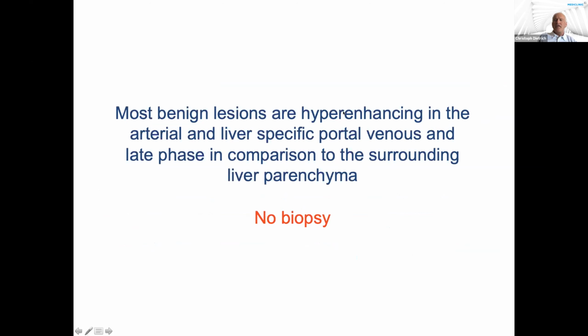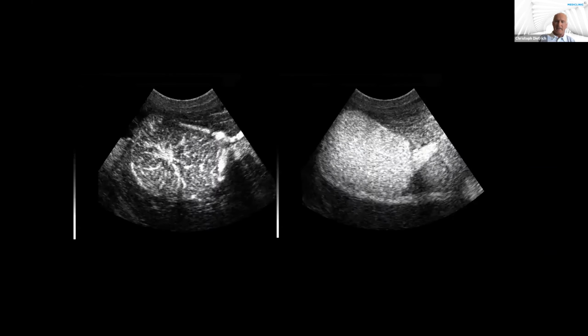Most benign lesions are hyper-enhancing in the arterial and liver-specific portal venous and late phase in comparison to the surrounding liver parenchyma, and there is no need of biopsy if they show arterial phase hyper-enhancement and portal venous and sinusoidal hyper-enhancement. Look here. Central arterial blood supply and hyper-enhancing in the portal venous phase. You can identify the portal vein right on here, and in all phases later on. Then this lesion cannot be malignant. It is benign.